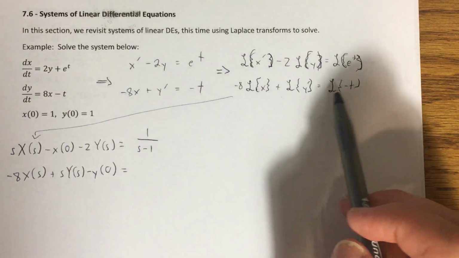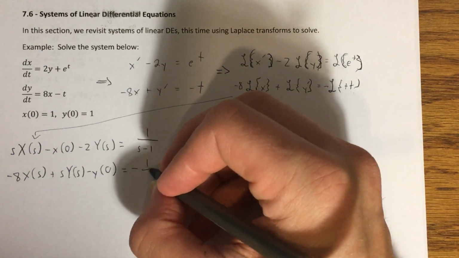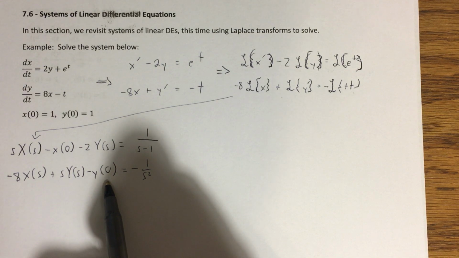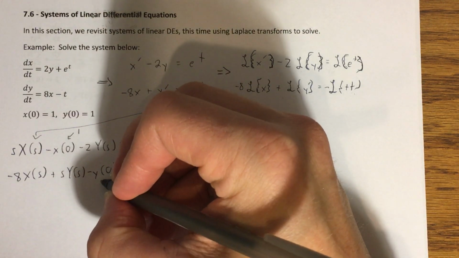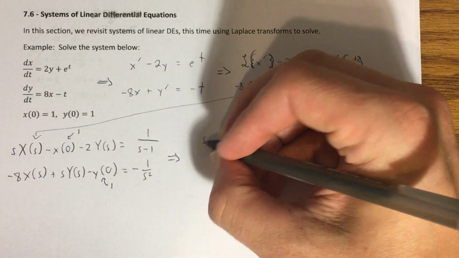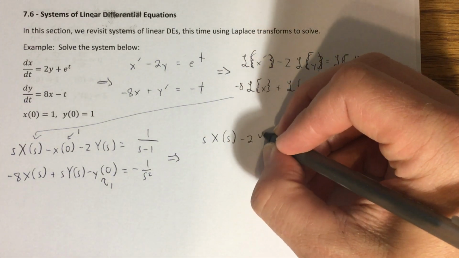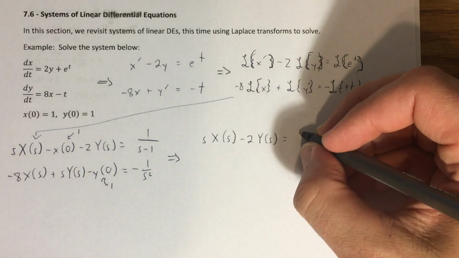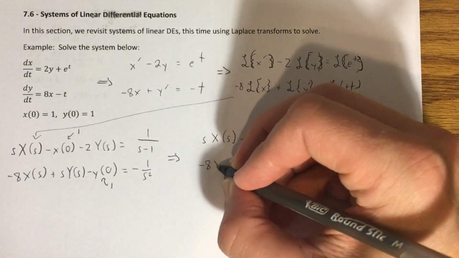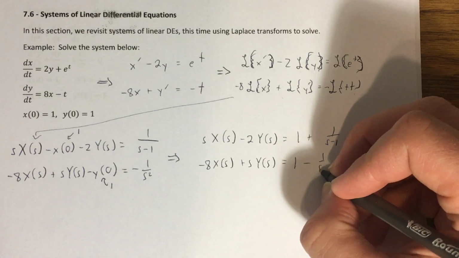And that will be equal to the Laplace transform of negative t. I can bring that negative out. The Laplace transform of t is 1 over s squared, so this becomes negative 1 over s squared. Now x of 0 and y of 0 are both equal to 1. I'm going to plug a 1 in for each of those and then add that 1 over. So this tells me that I have the following. s times X of s minus 2 times Y of s equals, adding a 1 over, 1 plus 1 over s minus 1. And then down here, adding a 1 over, I'll get negative 8 X of s plus s Y of s equals 1 minus 1 over s squared.